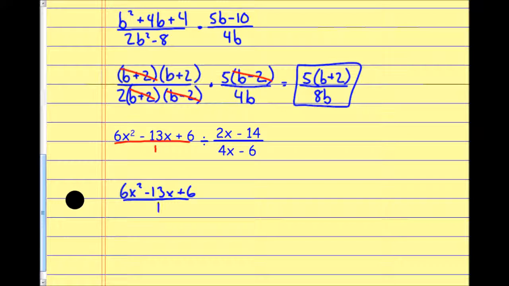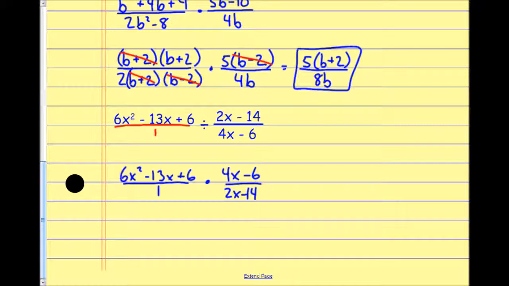I change division to multiplying, and I flip the second fraction. So I multiply by the reciprocal. And now from here, I factor everything completely. Once again, I might take this 6x squared minus 13x plus 6 off to the side. I build my bridge. The two numbers are a -9 and a -4.